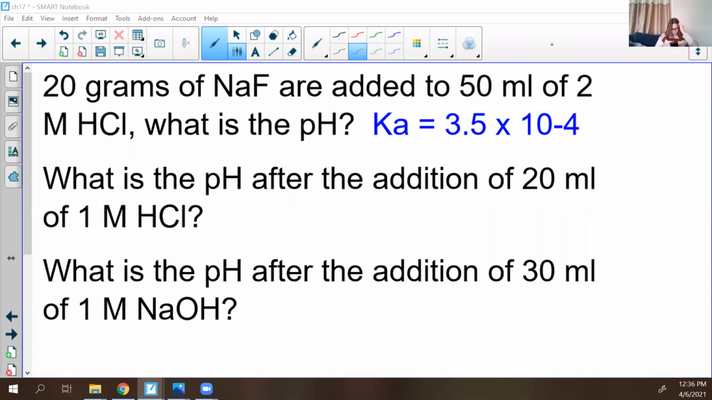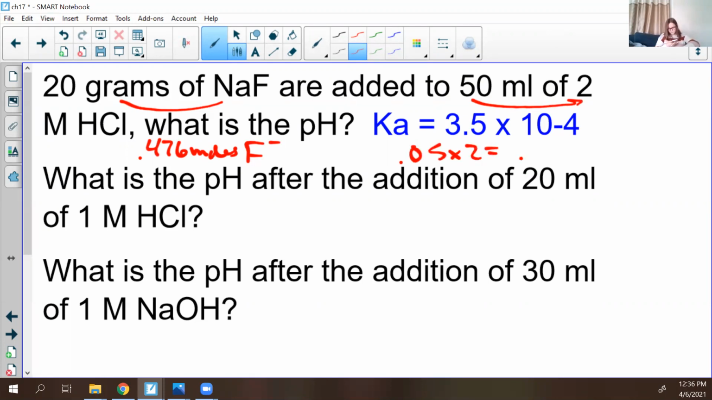20 grams of NaF. How many moles is that? It's got to be around half. And that's F minus. Okay, then we have 0.05 times 2, so that equals 0.1 moles of H plus.